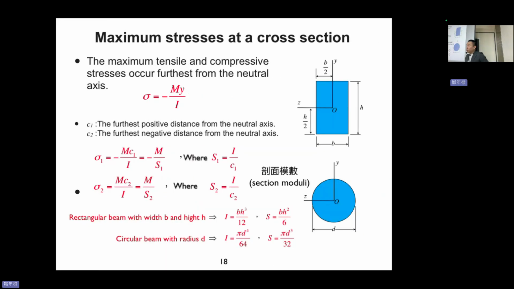Okay, so if you can understand this, you can determine the maximum stresses at a cross section. You can see that y can change, right? Y in this cross section can change. Of course.